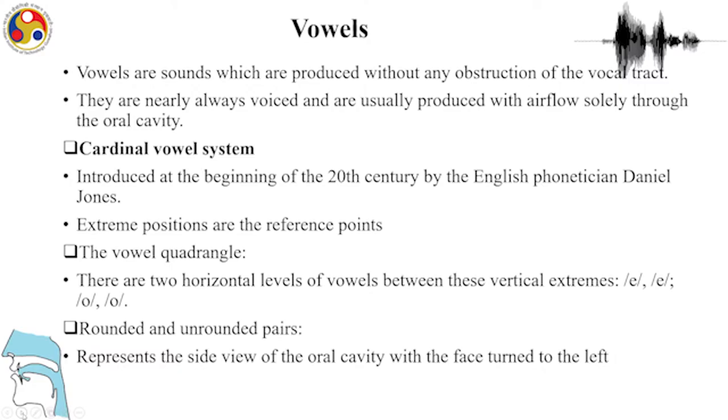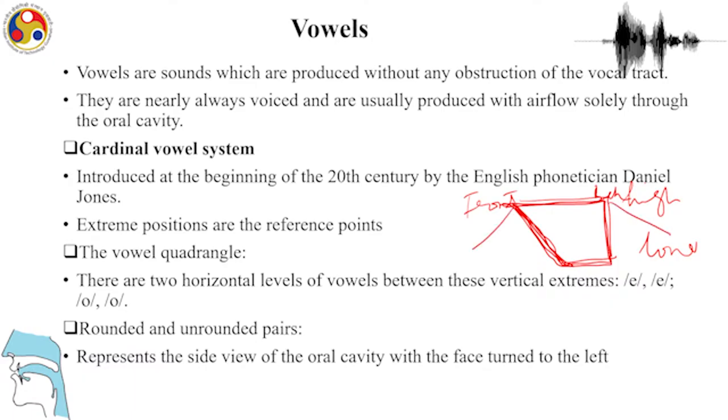The free airflow that we are talking about is important, but there are very many important things that give a particular shape to the vowels. The vowels are organized in a system of horizontal levels, where we have levels of high and low, front and back, and the extreme positions here and here and here are called the reference points.